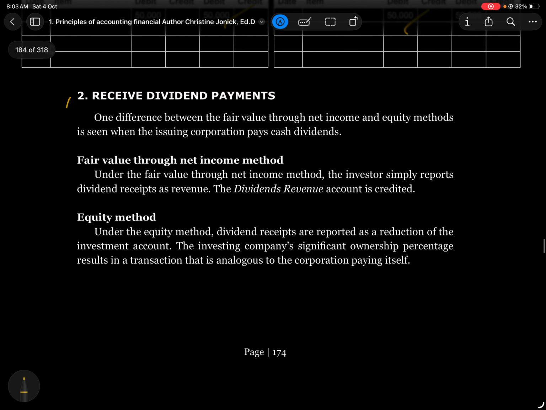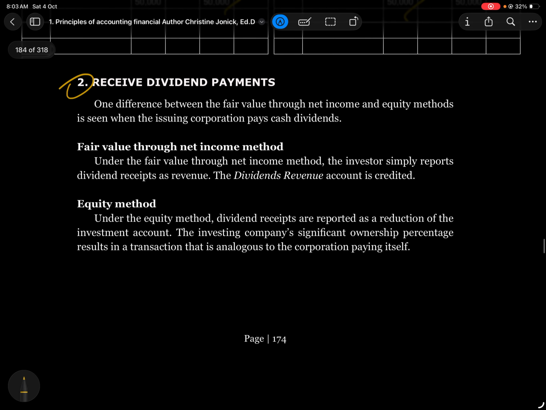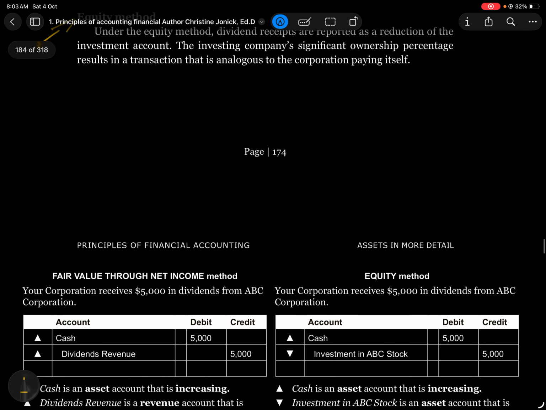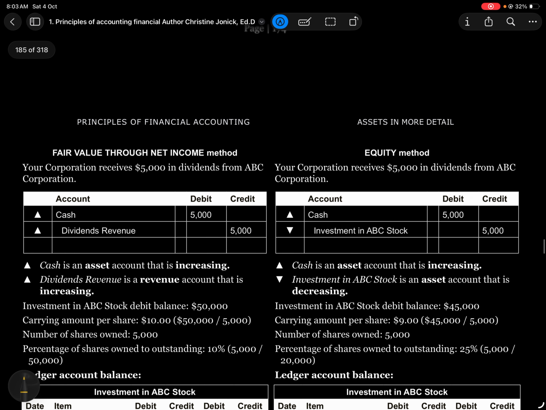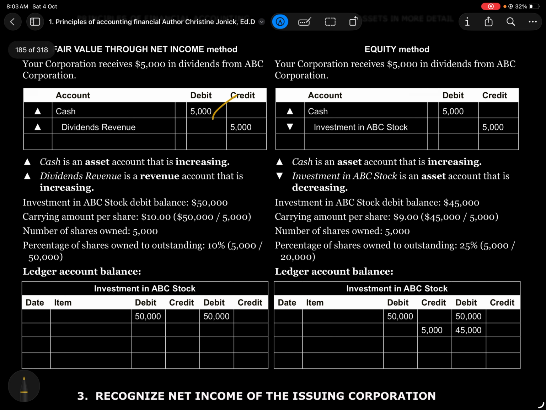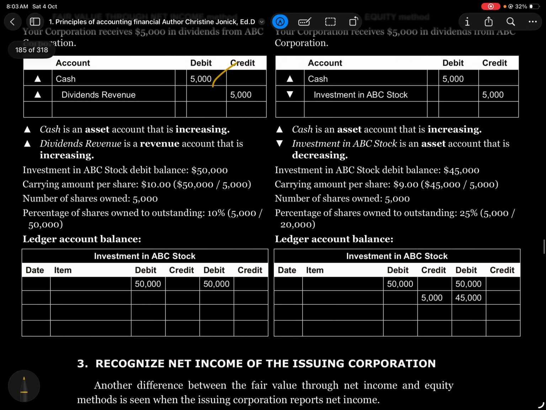Whenever we receive any dividend payout, under every kind of method, there could be the fair value method based on market price or the equity method. So what happens in that case? Debit cash, credit dividends revenue. In both methods, it's mostly the same thing.